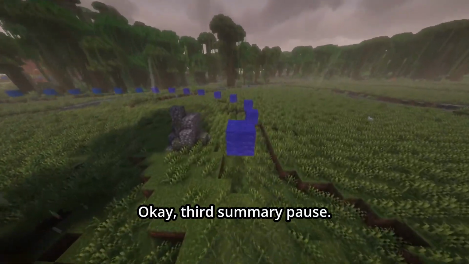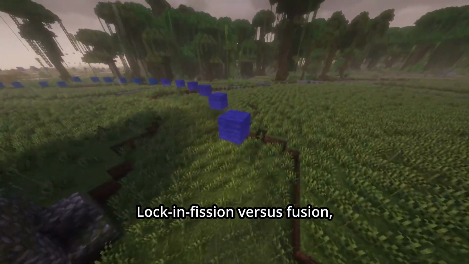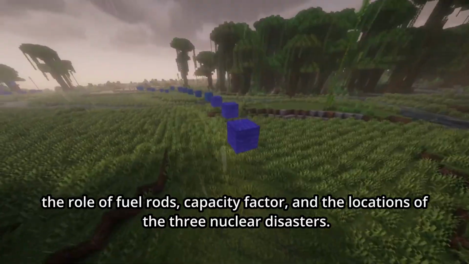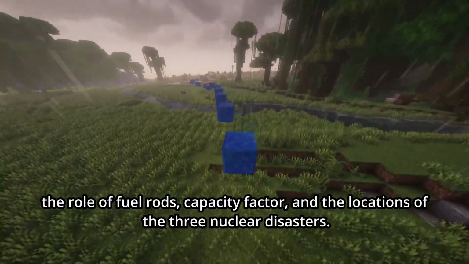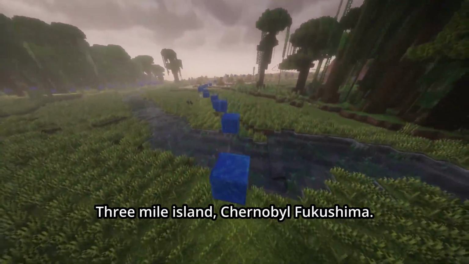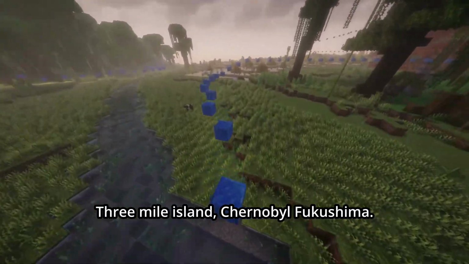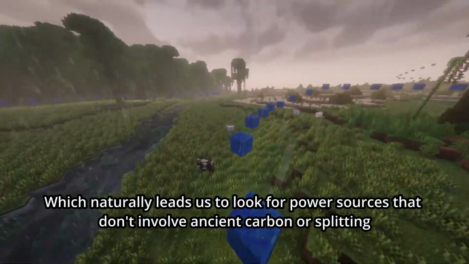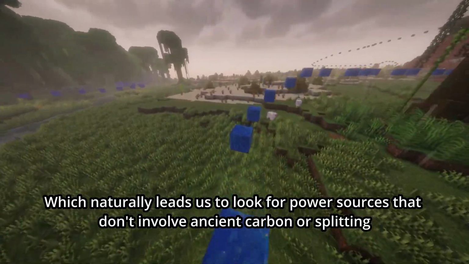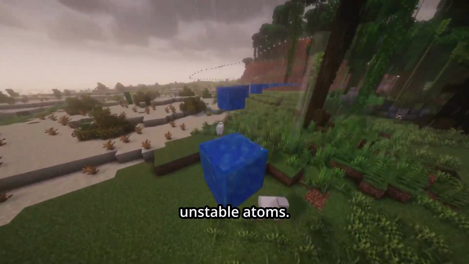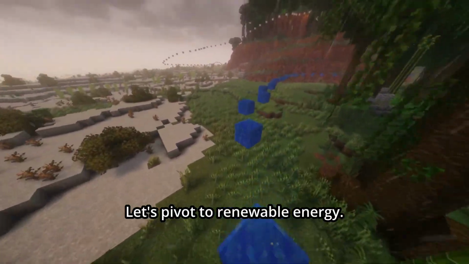Okay, third summary pause. Lock in fission versus fusion, the role of fuel rods, capacity factor, and the locations of the three nuclear disasters: 3 Mile Island, Chernobyl, Fukushima. Got it. Which naturally leads us to look for power sources that don't involve ancient carbon or splitting unstable atoms. Let's pivot to renewable energy.